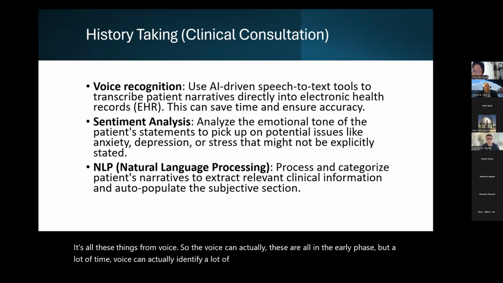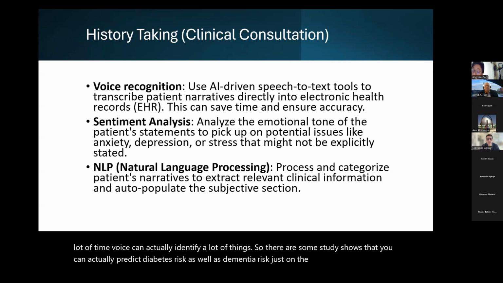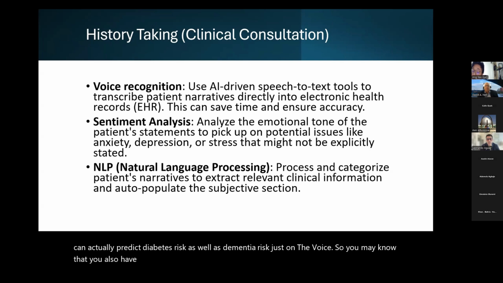There are some studies that show that you can actually predict diabetes risk as well as dementia risk just on the voice. You may also know that there is a change in voice for Parkinson's disease. So all these things we can use the AI to analyze and suggest who may be higher risk so they can be called back for a further evaluation.